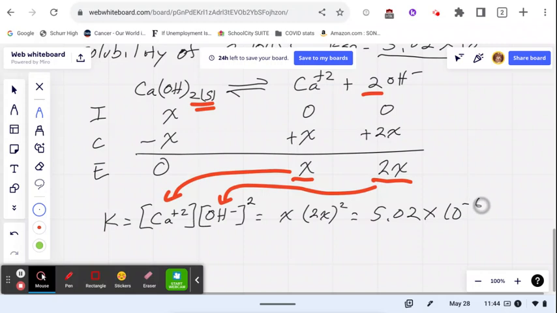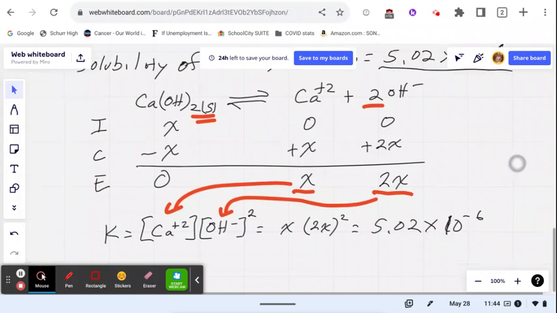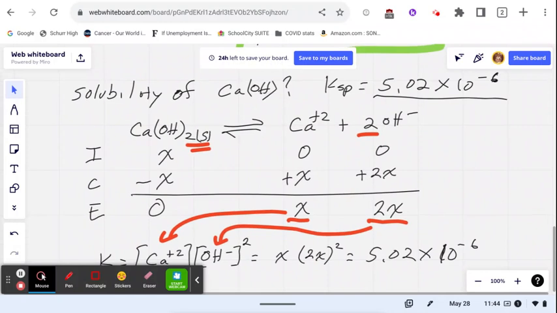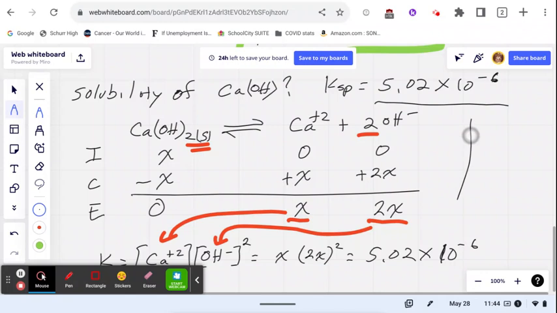Try not to have to scroll up. I don't think it's the end of the world if we did. We can double check: 5.02 times 10 to the minus 6. Yeah, that's where it's at. So notice that's what ends up coming down here.